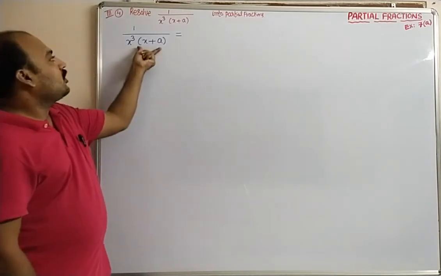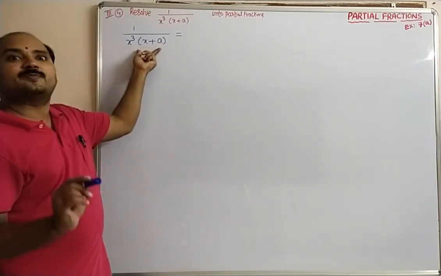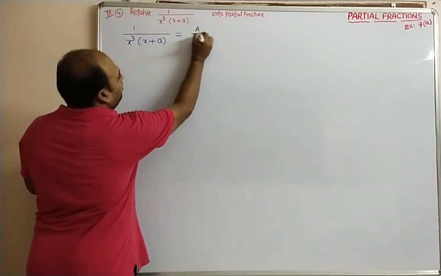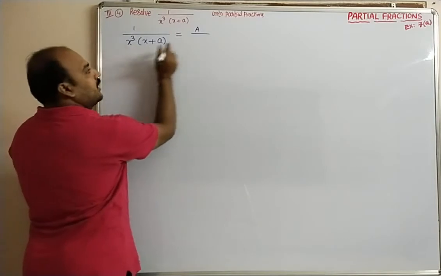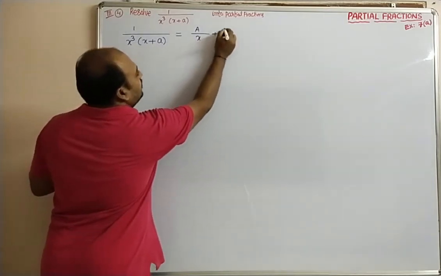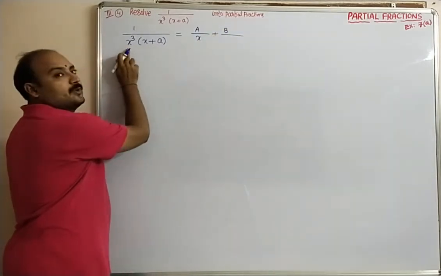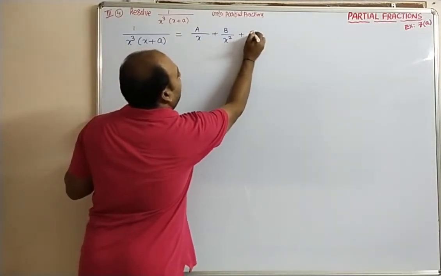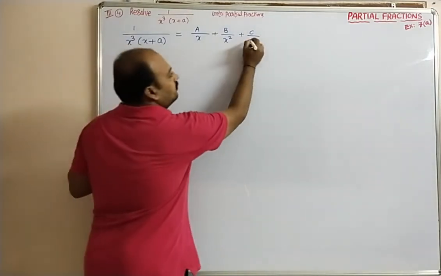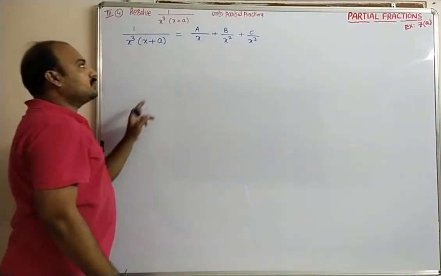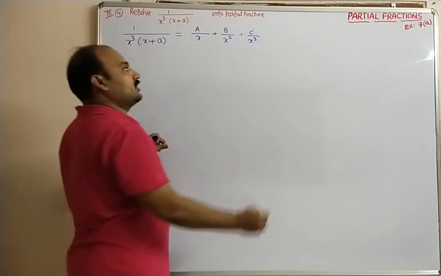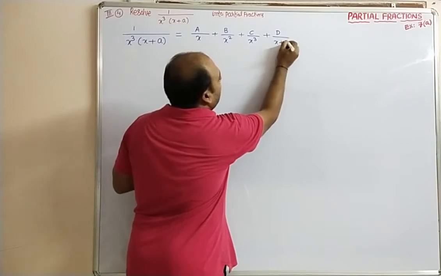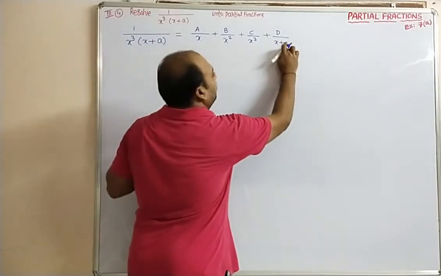Along with that, one more linear factor is there here, x plus a. So total 4 terms. First term: capital A divided by x, the repeated factor first time, plus capital B divided by the second time repeated factor x square, plus C divided by x cube. After that, the remaining linear factor: capital D divided by x plus a.